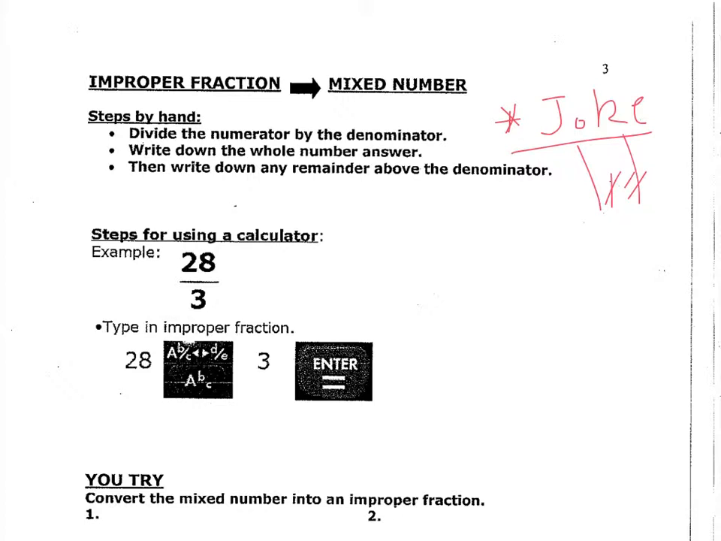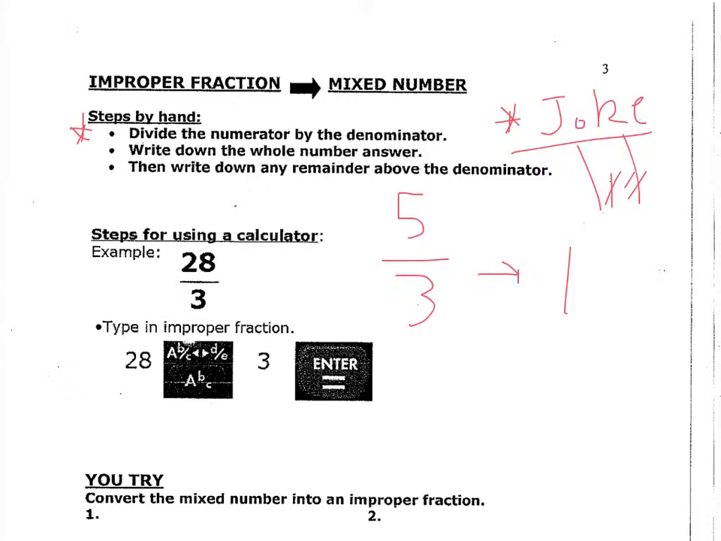Okay, now we're going to learn how to do improper fractions to mixed numbers. Okay, so let's do an example. I'll show you how to do it by hand. We'll do the example 5/3. In the instructions it says divide the numerator by the denominator. So it's 5 divided by 3. How many times does 3 go into 5? Well, of course, the whole number answer is going to be 1. 3 goes into 5 one time.